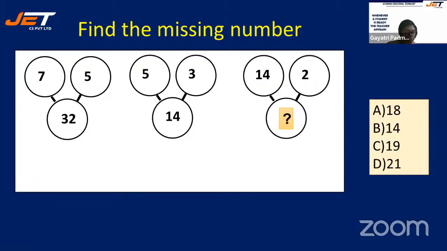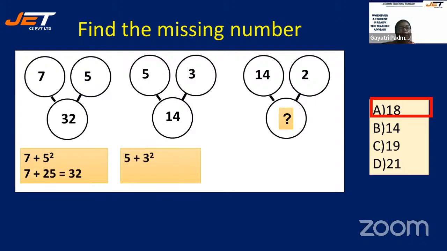You have 7, 5, 32. So how do you find the connections here? Just quickly see the sum. 7 plus 5 square. What is 5 square? 25 plus 7. So 5 square plus 7 is 32. Now see the next one. 3 plus 5 plus 3 square. So 3 3s are 9 plus 5, 14. Similarly, the first number you are only keeping it.